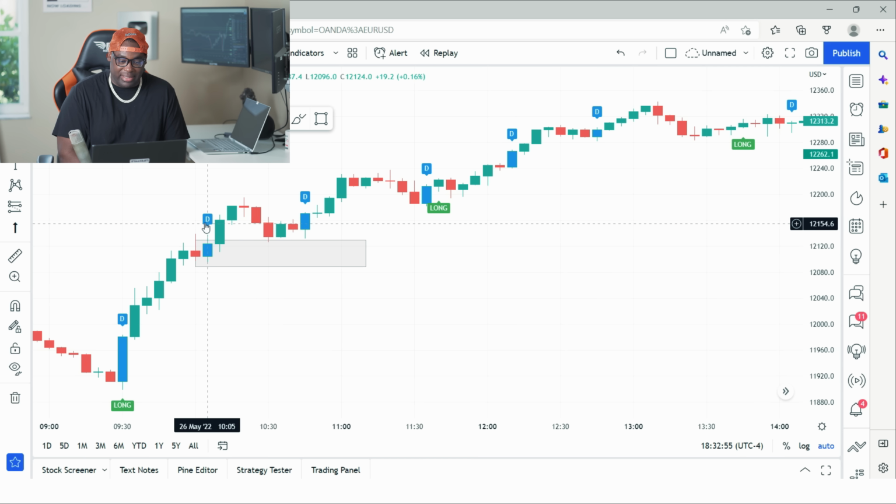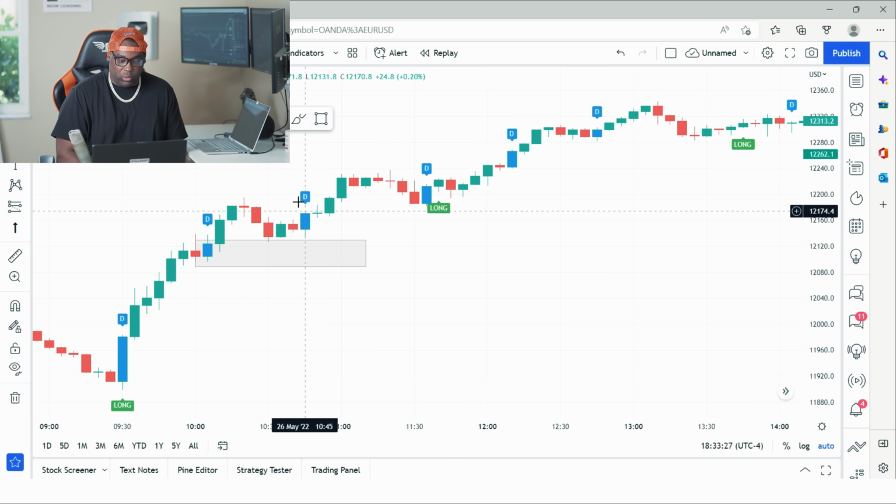So notice how we have that D, that stands for demand, right? And again, it came back to this demand right here, okay? Gave you a nice long confirmation, and then it went up. So again, this is for beginners if you want to get your feet wet. So let me show you guys another example of a continuation trade.